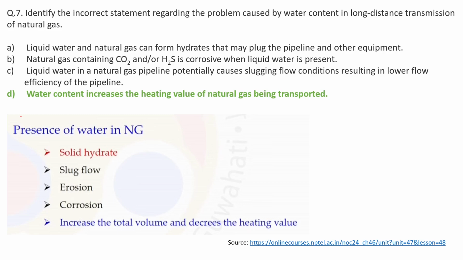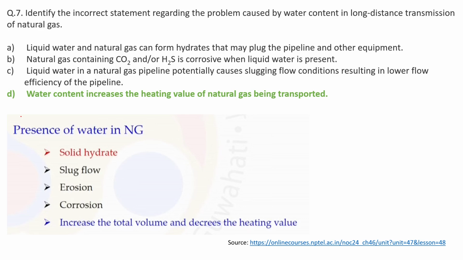The presence of water in the natural gas causes solid hydrates. It forms a slug flow, causes erosion, corrosion, and also increases the total volume and decreases the heating value. So these are the different conditions that occur whenever water is present in the natural gas. From that, we have to find out which is the incorrect statement.